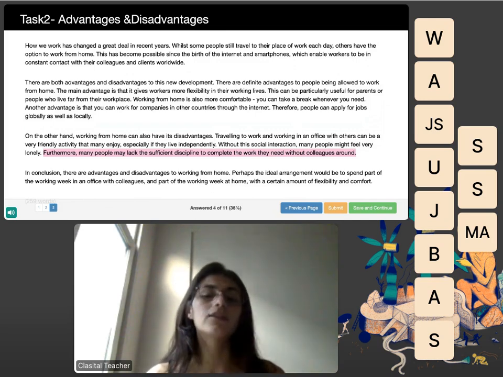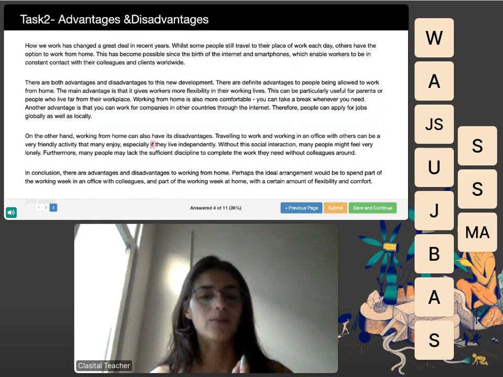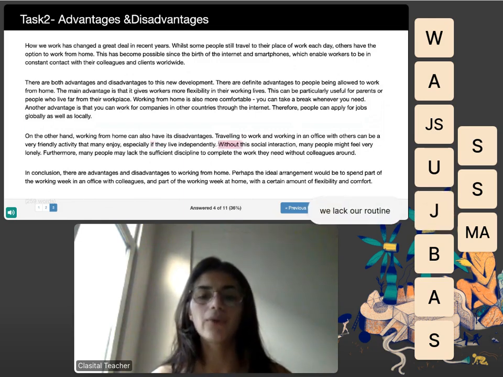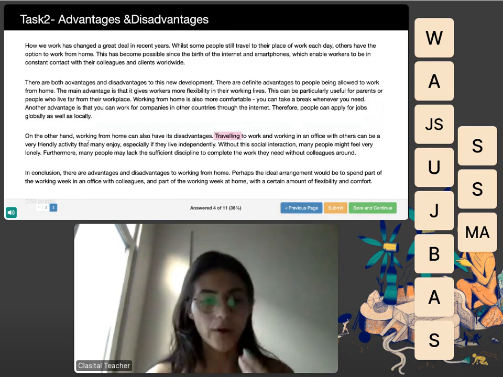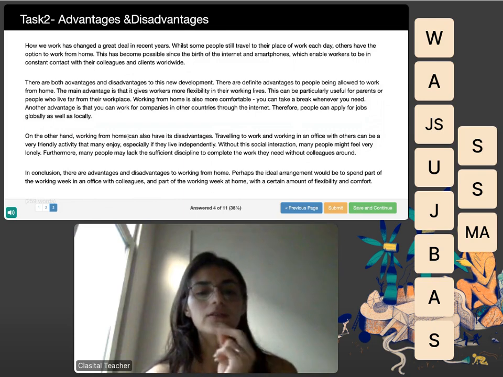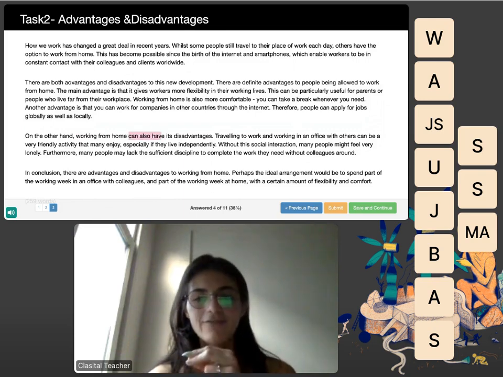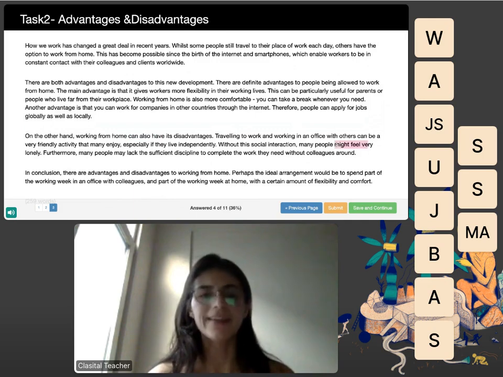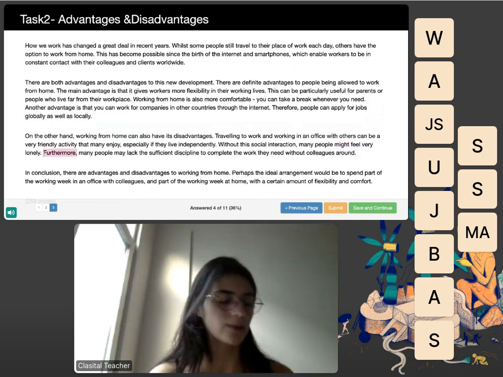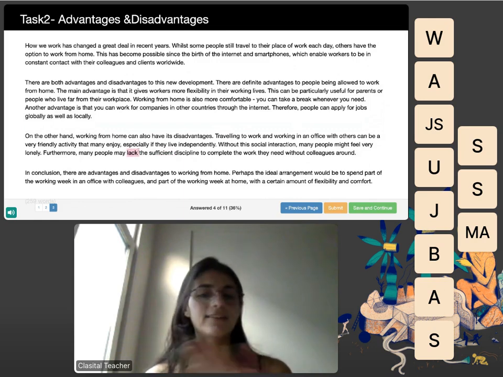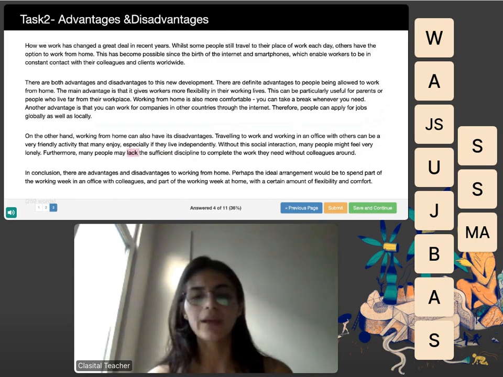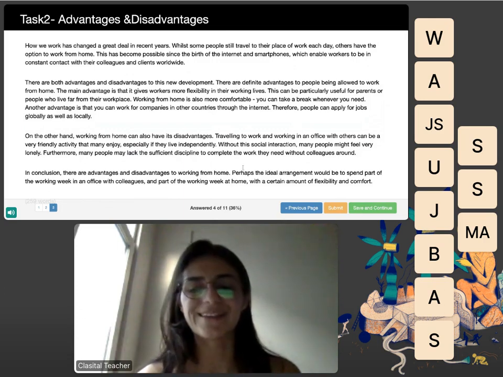It still gets a really good band grade because it shows a lot of different grammatical structures again. So this person used if, without, and a sentence starting with a gerund, traveling or working. And it also used modals like can, have, might, feel, a correct linking word saying furthermore, and synonyms of enough, saying sufficient, and lack. I think they're really, really good in terms of vocabulary. That would get this person going, basically.